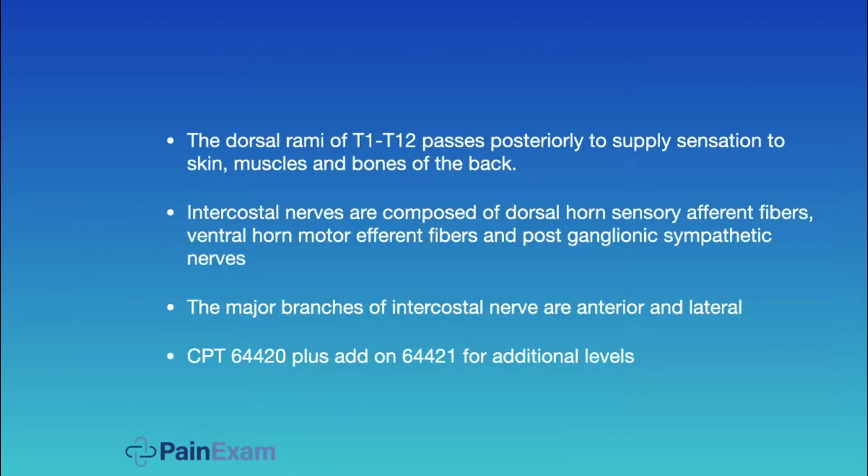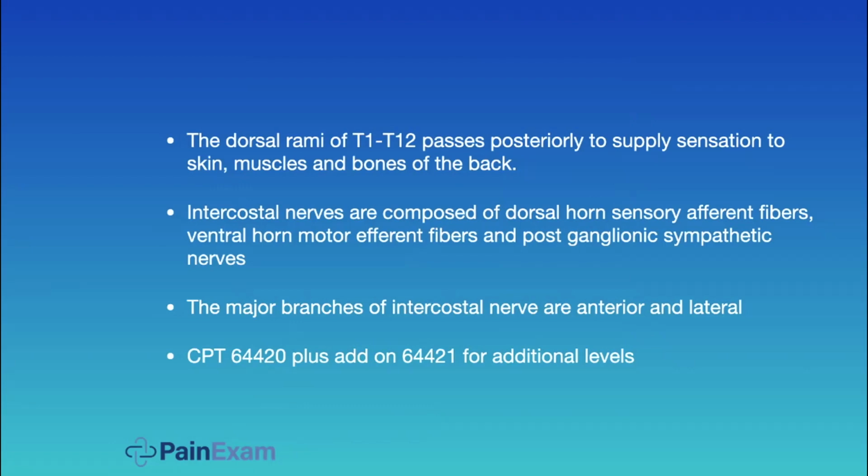T1 through T12 pass posteriorly to supply sensation to the skin, muscles, bone, and back. The nerves are composed of dorsal horn sensory afferents, ventral horn motor efferents, and postganglionic sympathetic nerves. The major branches are anterior and lateral.